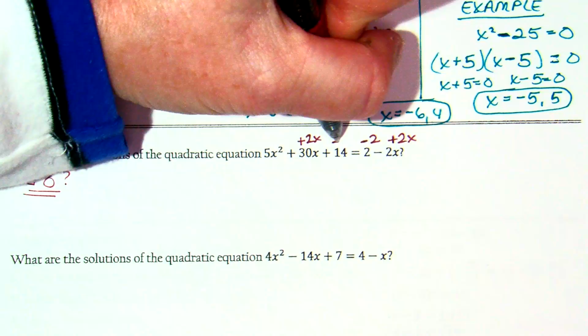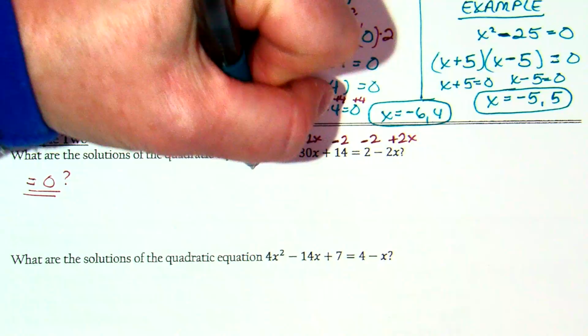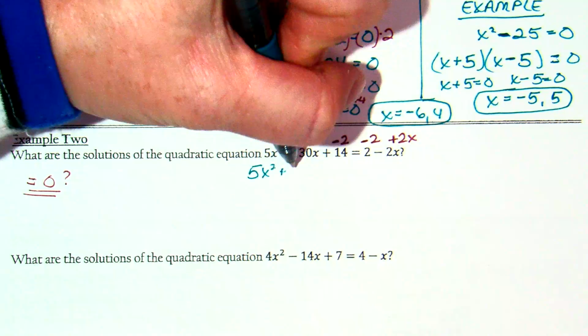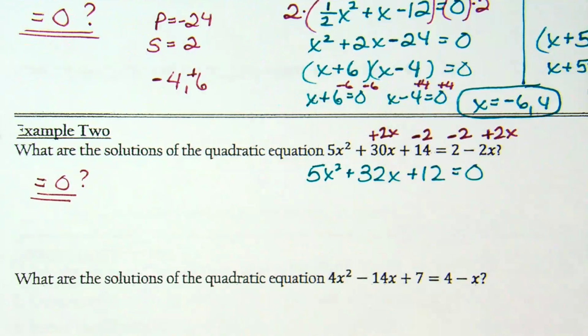How do you move a positive 2? If I subtract 2 on the right, subtract 2 from the 14 on the left? Yes. 5x squared plus 32x plus 12 equals 0. Okay. Does it equal 0? It does now.